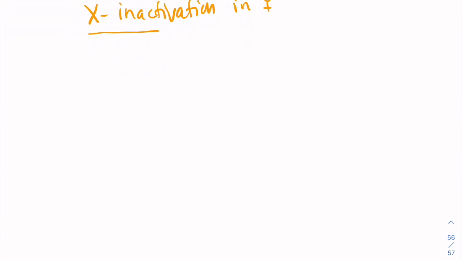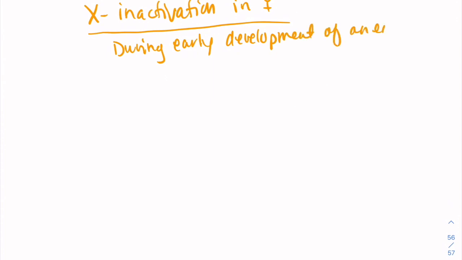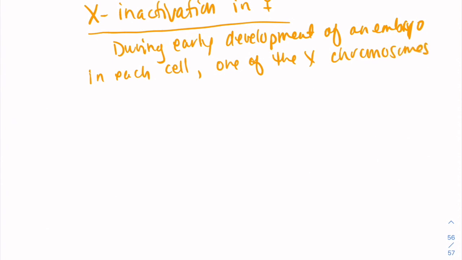What happens in females is that during early development of an embryo, in each cell, one of the X chromosomes is inactivated, or it's basically covered up, and none of its genes get to be active. So let me show you how that works.